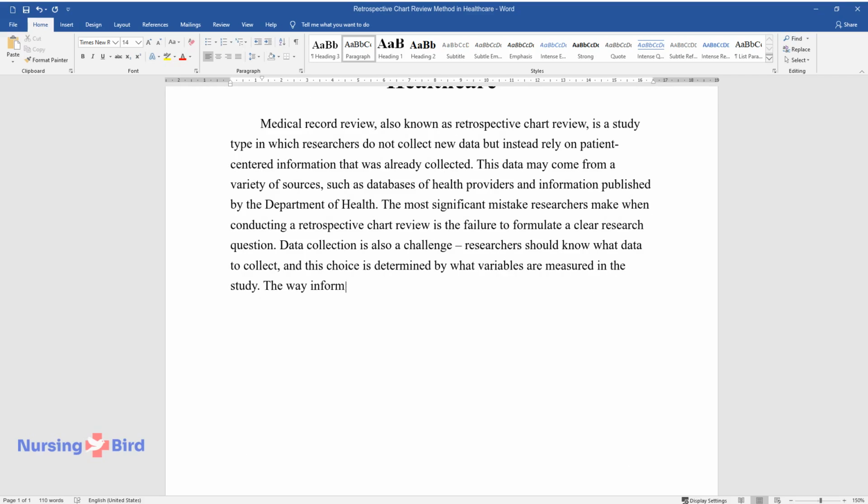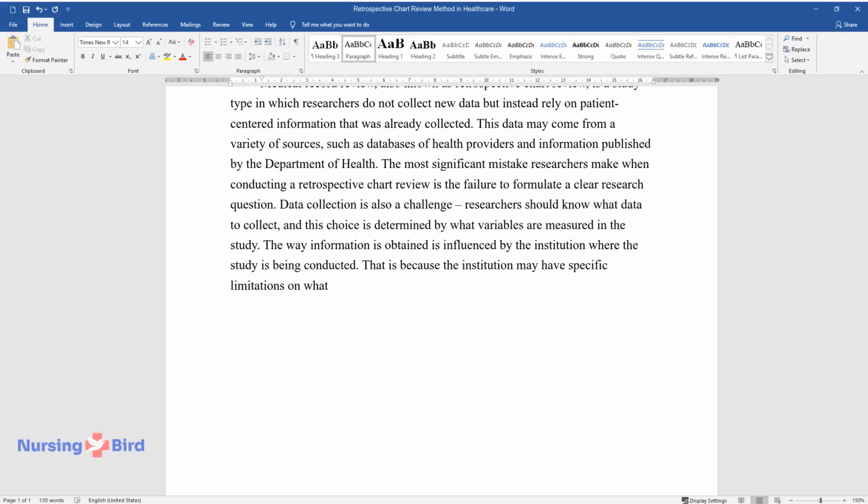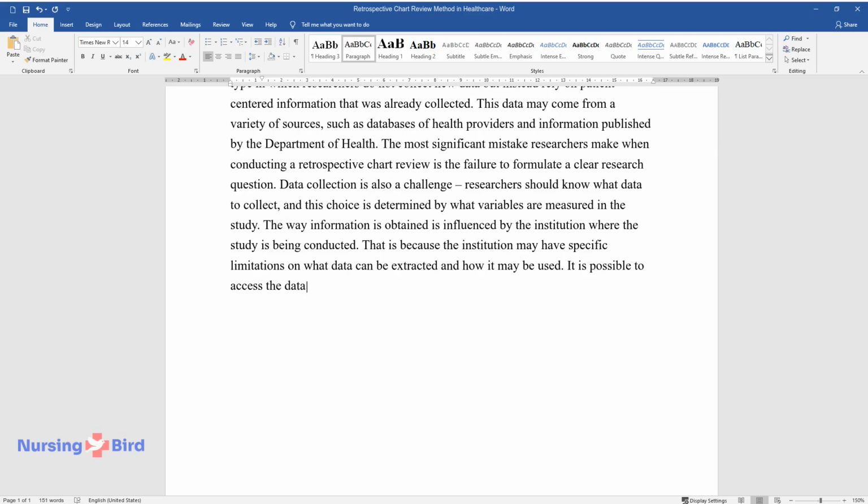The way information is obtained is influenced by the institution where the study is being conducted. That is because the institution may have specific limitations on what data can be extracted and how it may be used. It is possible to access the databases only after approval from an institutional review board.